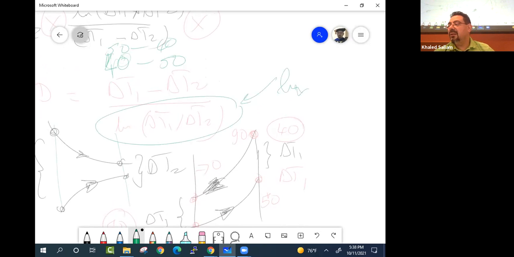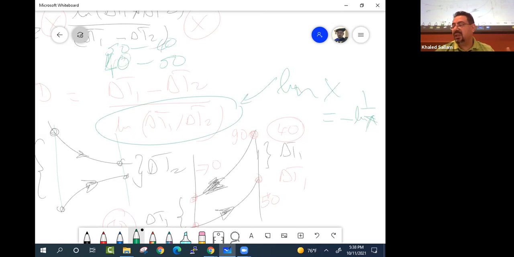And ln x is minus ln 1 over x. So ln 40 over 50 is minus ln 50 over 40. So if you say 50 minus 40 and you have plus on the top, you will end up with ln 50 over 40, and it's plus. If you say 40 minus 50 and you have minus, you're going to get ln 40 over 50, and you get minus. So it's going to be the same.